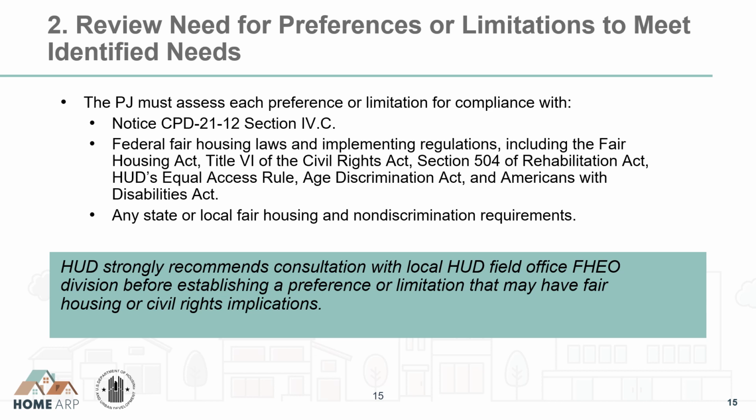Note that some preferences or limitations may violate fair housing, civil rights, and non-discrimination laws. Some examples include single-sex housing or non-congregate shelter, adults-only housing or non-congregate shelter, or housing or shelter that is limited for persons with a specific disability. Preferences that violate non-discrimination laws cannot be implemented. HUD strongly recommends consultation with the HUD Fair Housing and Equal Opportunity Division of your field office before establishing a preference or limitation that may have a fair housing or civil rights implication.